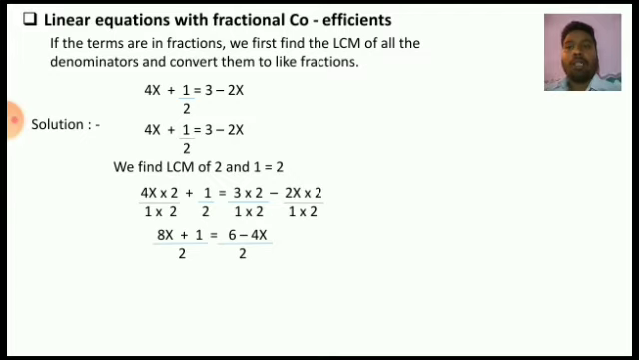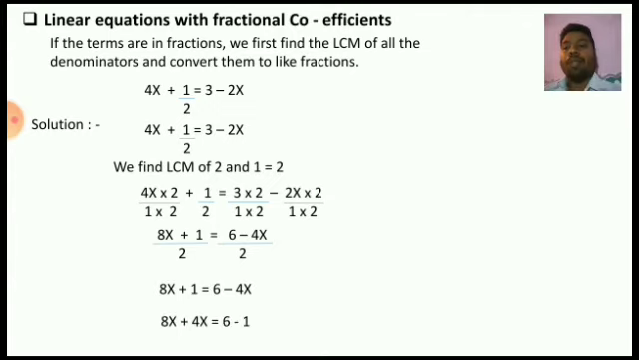Now we have to solve this. We write the above step as 8x plus 1 is equal to 6 minus 4x, because the denominator is the same on the right side and the left side also. So we write the given step as 8x plus 1 is equal to 6 minus 4x. So now we solve this.